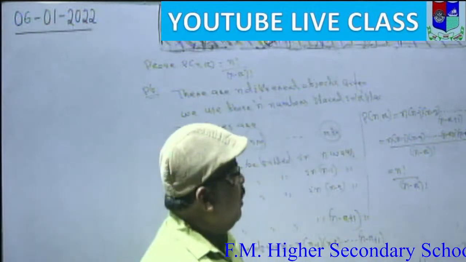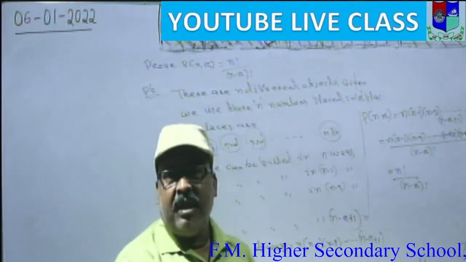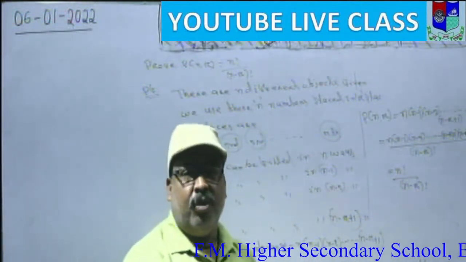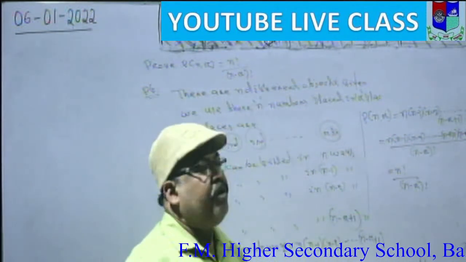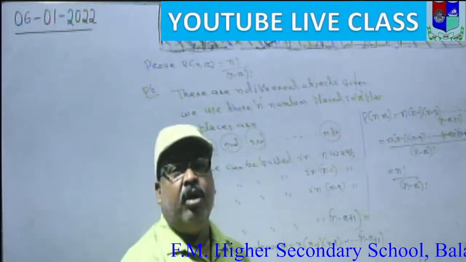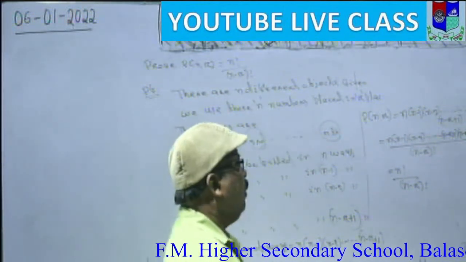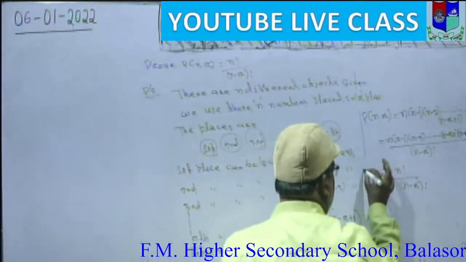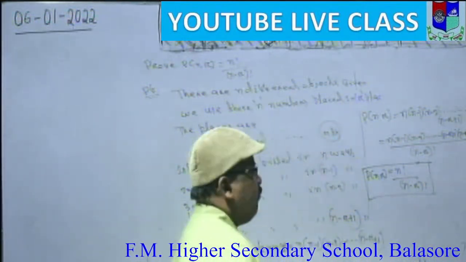When we multiply n minus r factorial, we see consecutive natural numbers from n to 1, so we write n factorial, and the denominator remains n minus r factorial. This is the proof of PNR, that is n factorial by n minus r factorial.